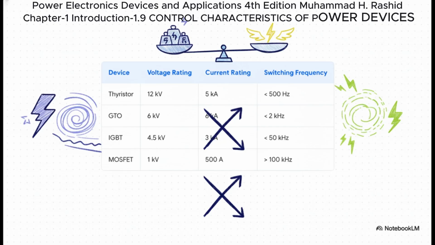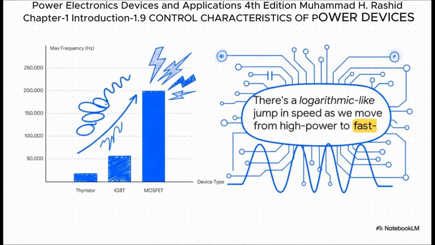Now look all the way at the other end, the MOSFET. It's blazing fast, over 100 kilohertz, but its power handling is way, way lower. The takeaway here is simple. In this world, you can't have it all. There's always a trade-off between power and speed.